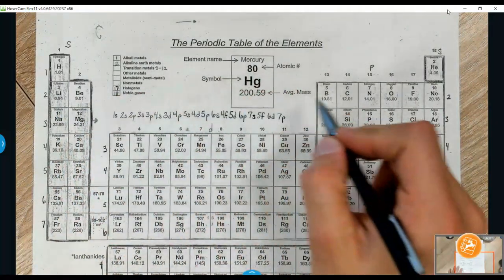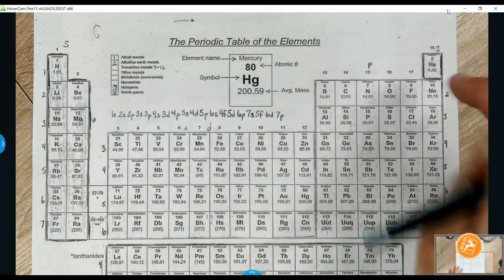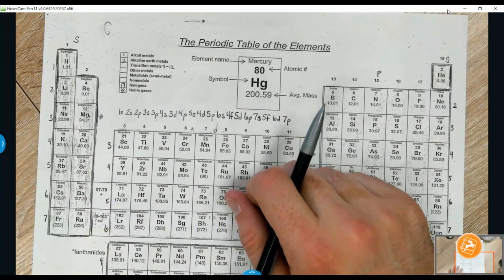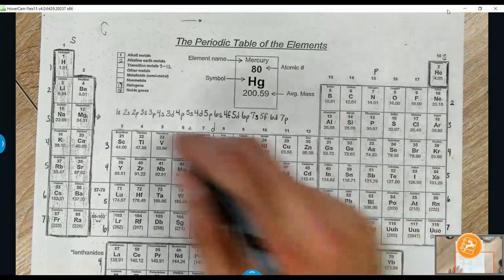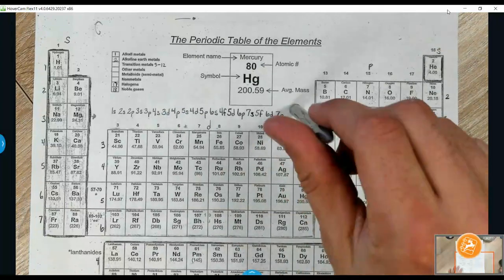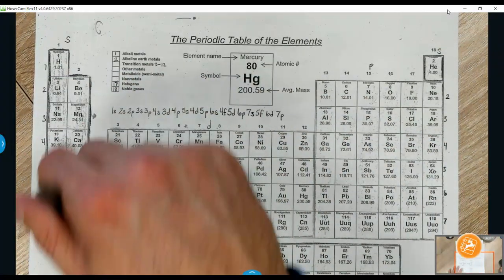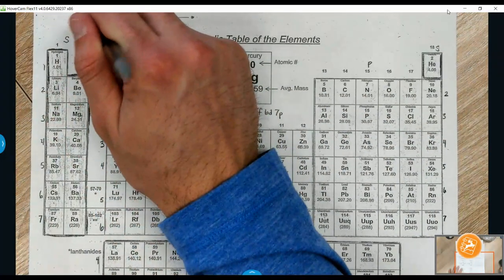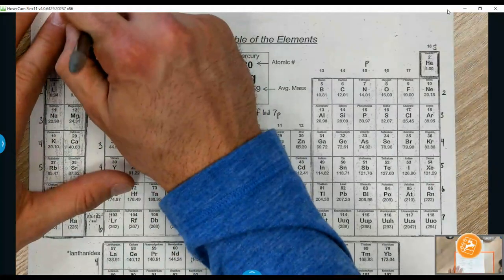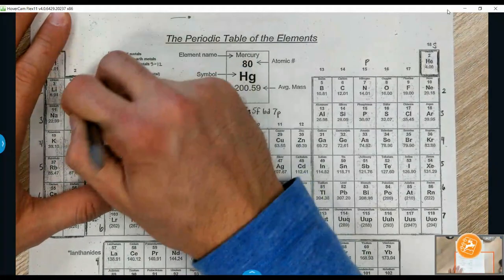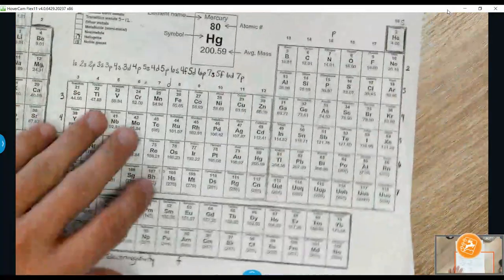Sentences are written, all right, horizontally, and end with a period. So the horizontal rows are periods. The vertical ones, the columns, they are called groups. So those are the guys that we are dealing with here.